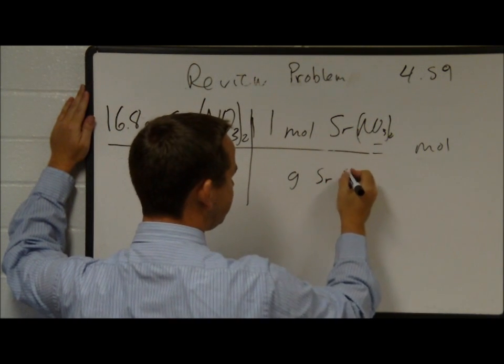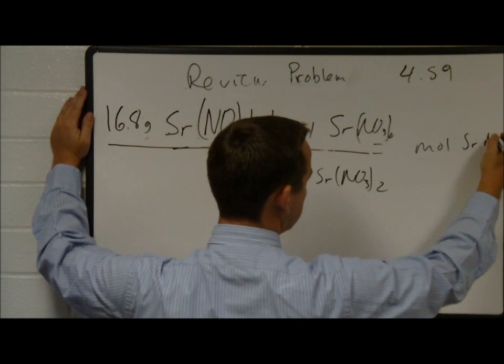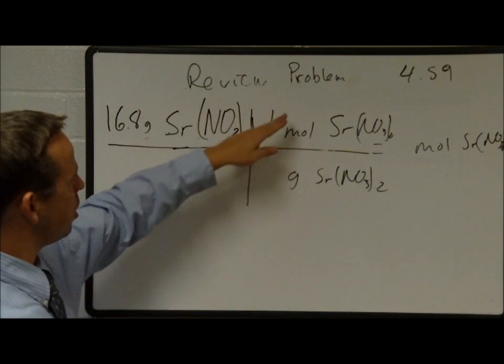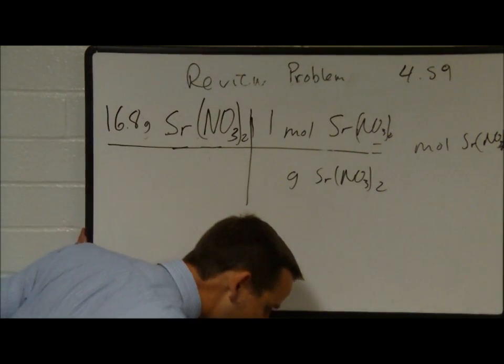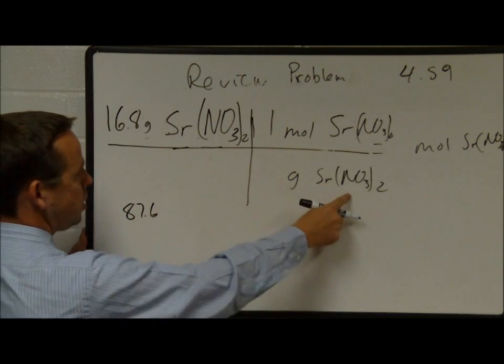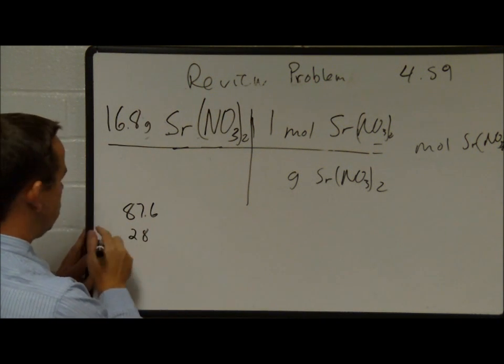And that'll tell us how many moles of strontium nitrate. Okay, so how many grams are there per mole of strontium nitrate? We use the periodic table. Strontium has a mass of 87.6. 87.6 for the strontium. Nitrogen is 14. 14 times 2 is 28. That's for 2 nitrogens.